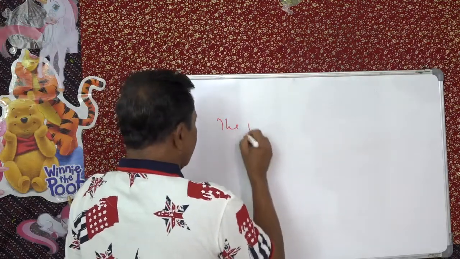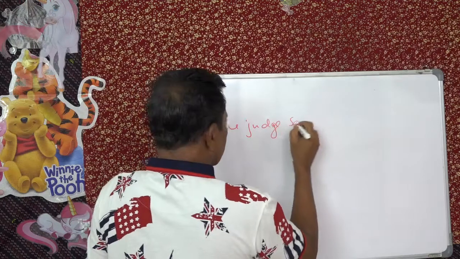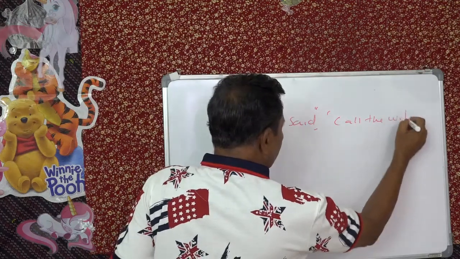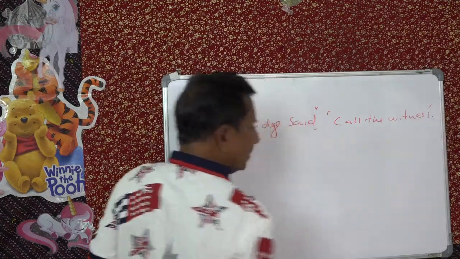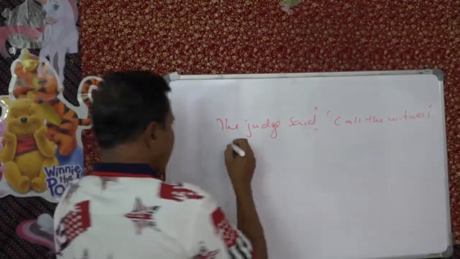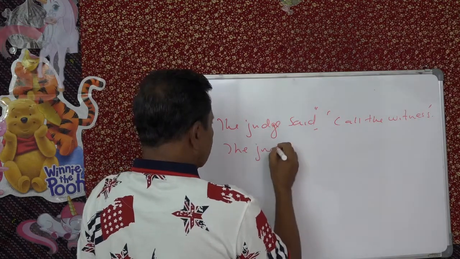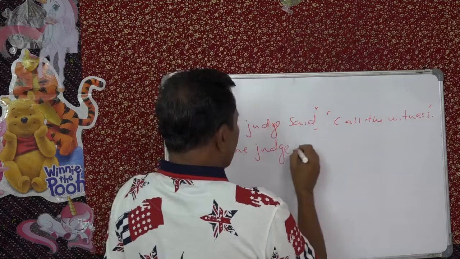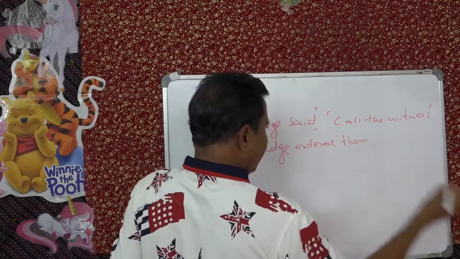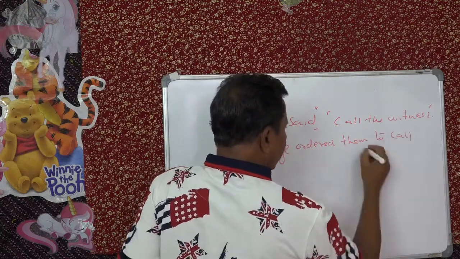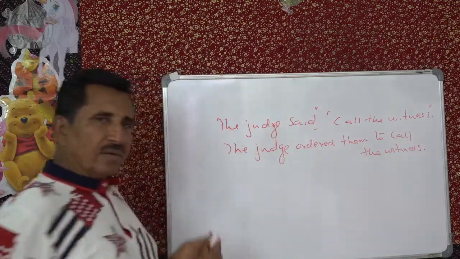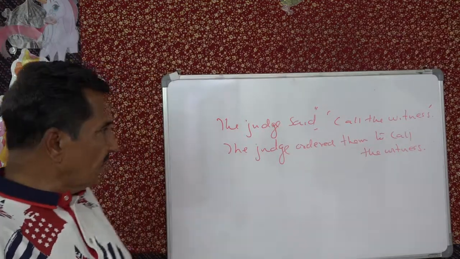The judge said, call the witness. So there is an order. So you will say, the judge ordered them to call the witness. To call the witness. See that?